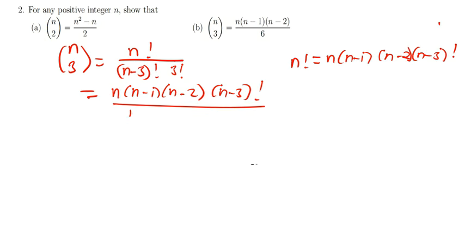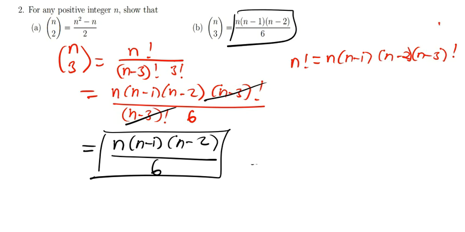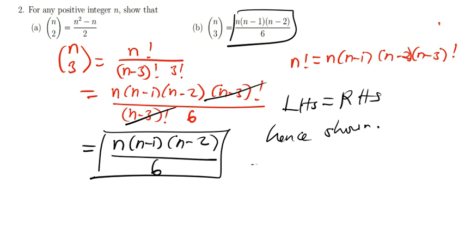The down part is also n minus 3 factorial times 3 factorial. 3 factorial is 3 times 2 times 1, that is 6. Now the n minus 3 and n minus 3 factorial will cancel out. I'm now remaining with n minus 1, n minus 2, and I divide that by 6. Definitely this is exactly what they want me to show. So therefore left hand side is equal to the right hand side, hence shown. So that's the basic idea behind this type of questions.